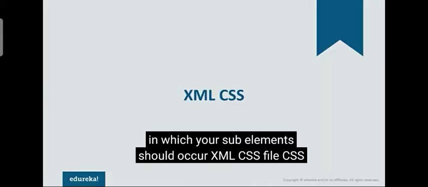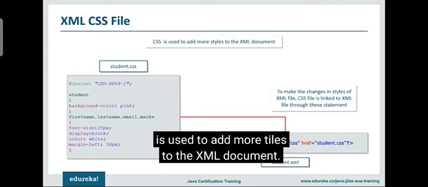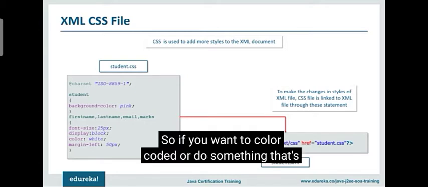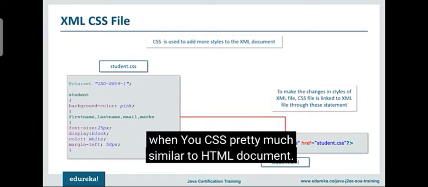XML CSS file. CSS is used to add more styles to the XML document. So if you want to color code it or do something, that's when you use CSS, pretty much similar to an HTML document.